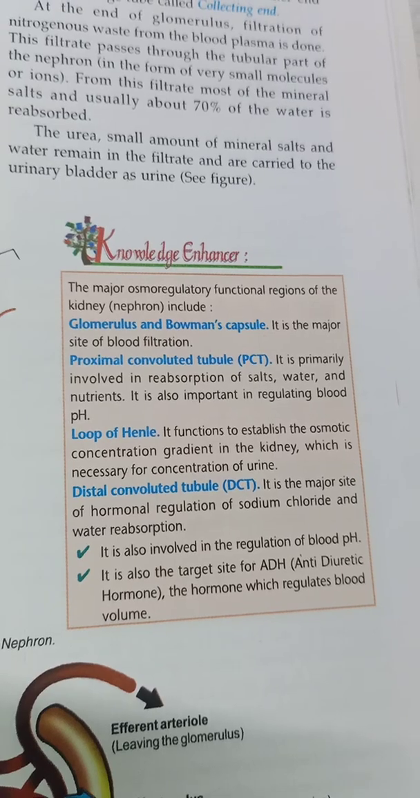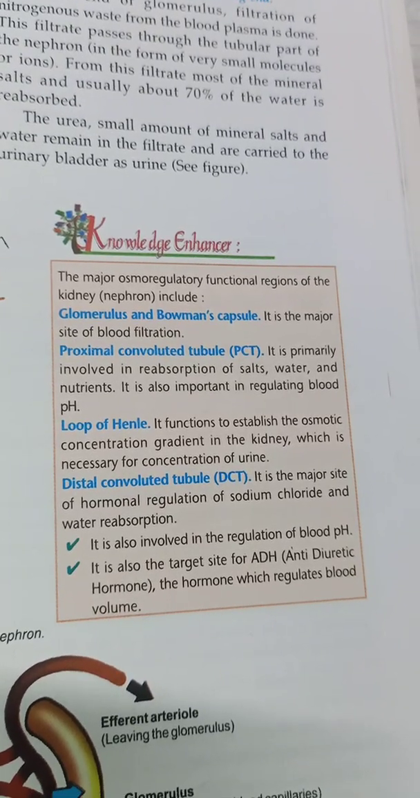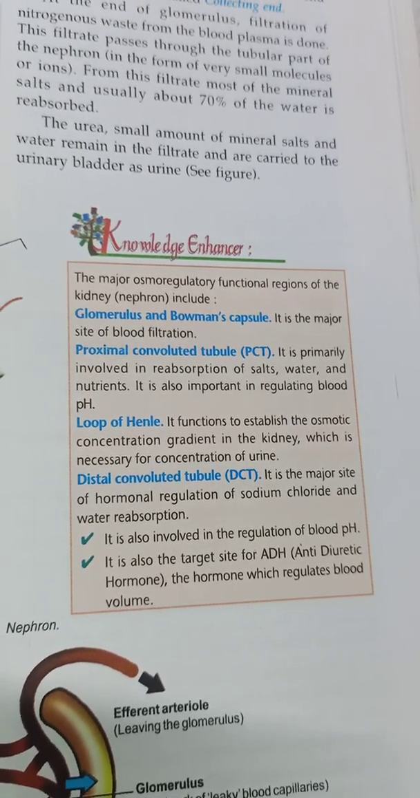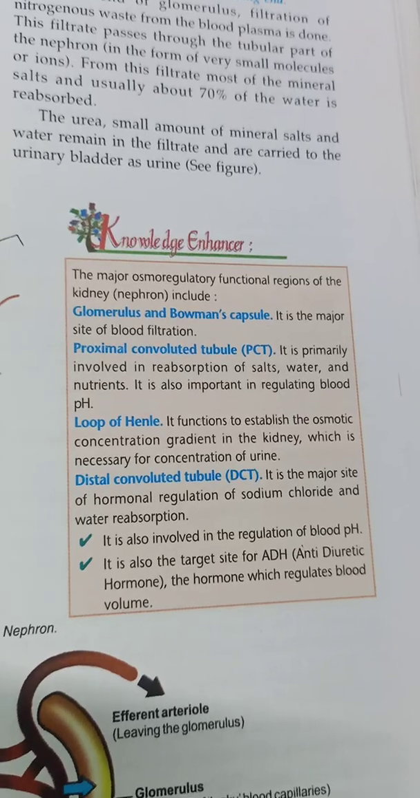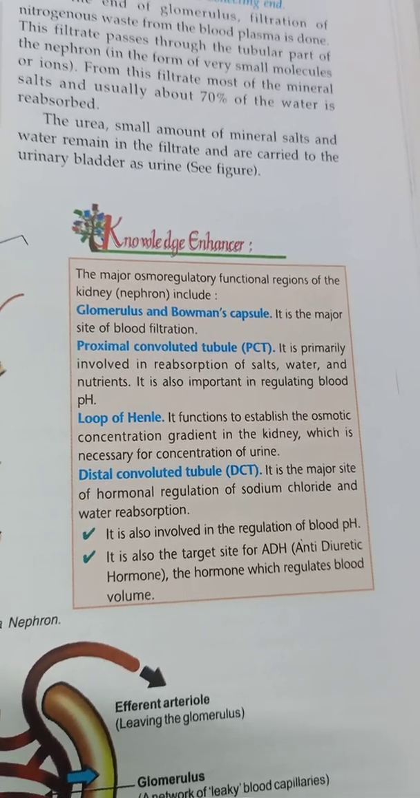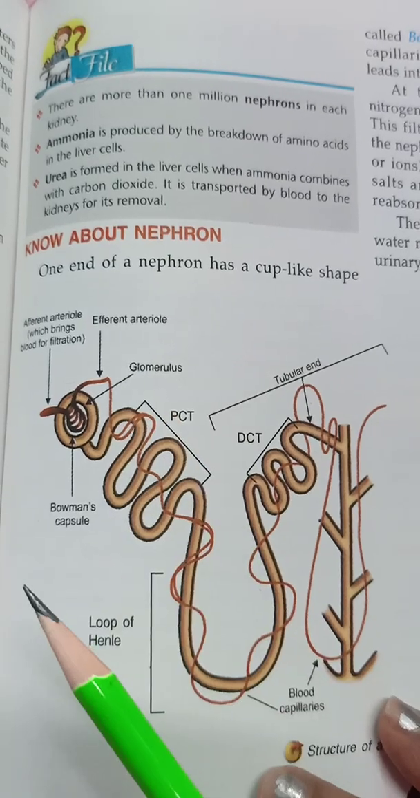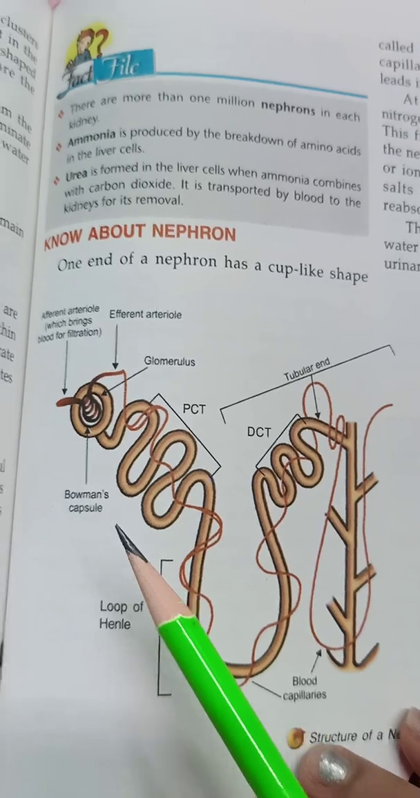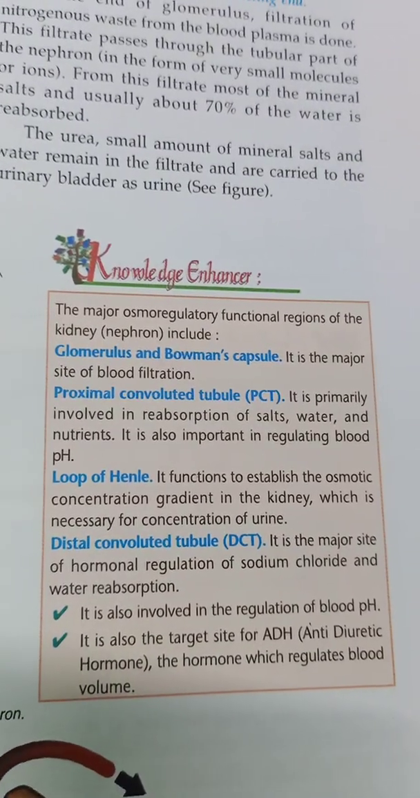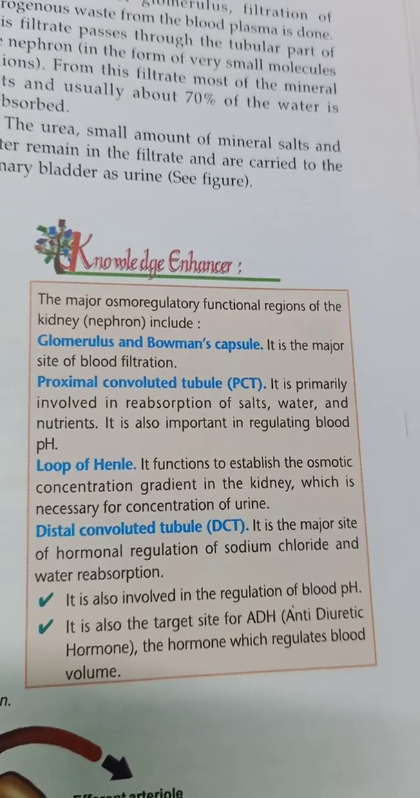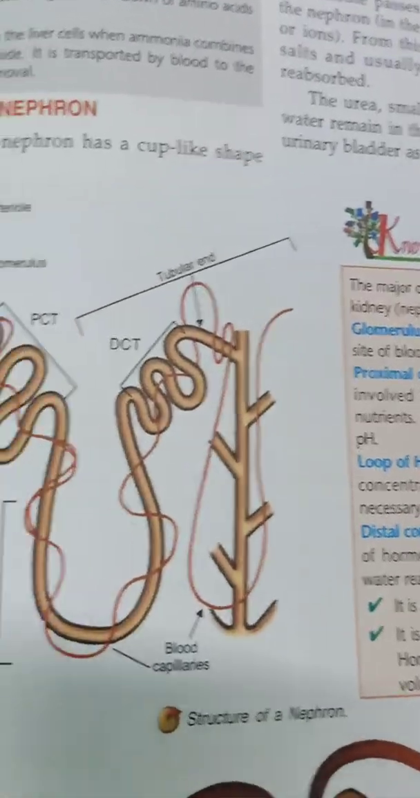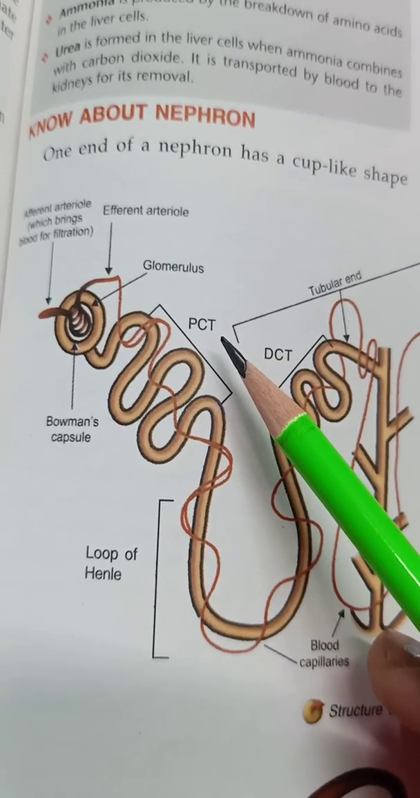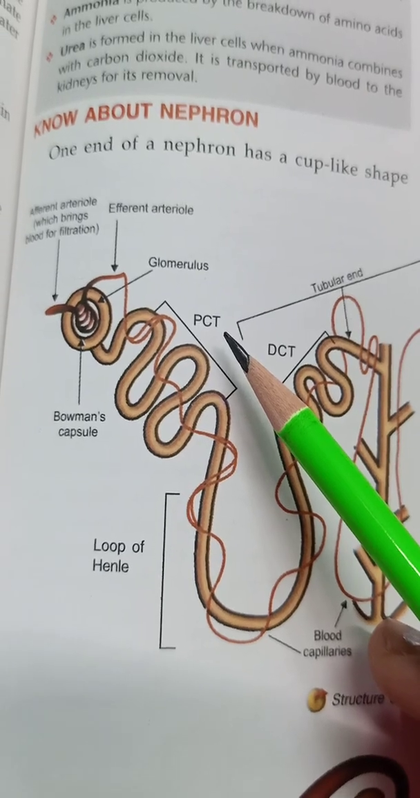Here you can see the major osmoregulatory functional regions of the kidney, which include first the glomerulus and Bowman's capsule. It is the major site of blood filtration. This glomerulus and the Bowman's capsule are known to be the major site of blood filtration. Next is the proximal convoluted tubule, that is PCT. Here you can see in the diagram that this part is known as PCT, the proximal convoluted tubule.